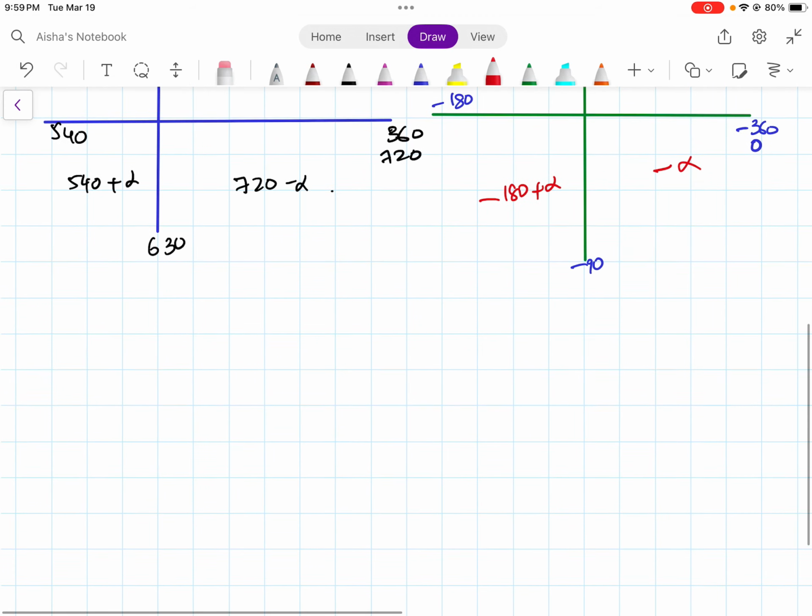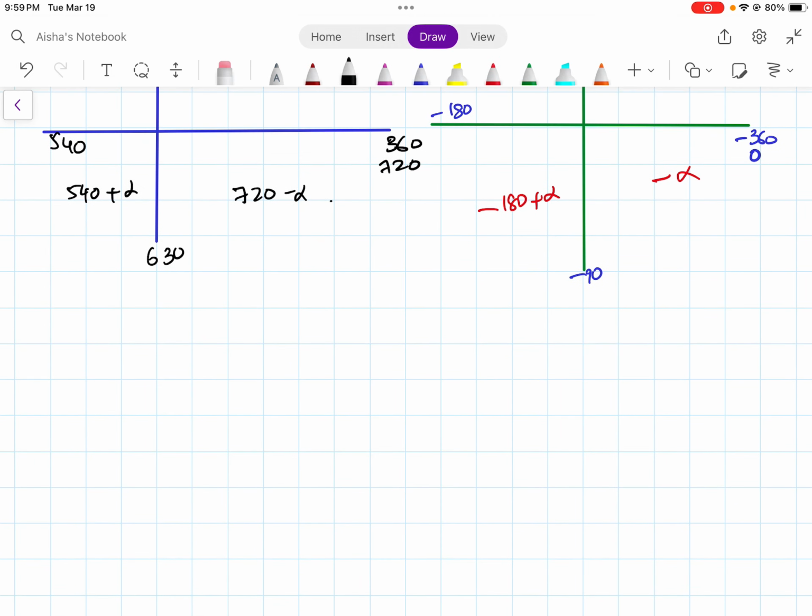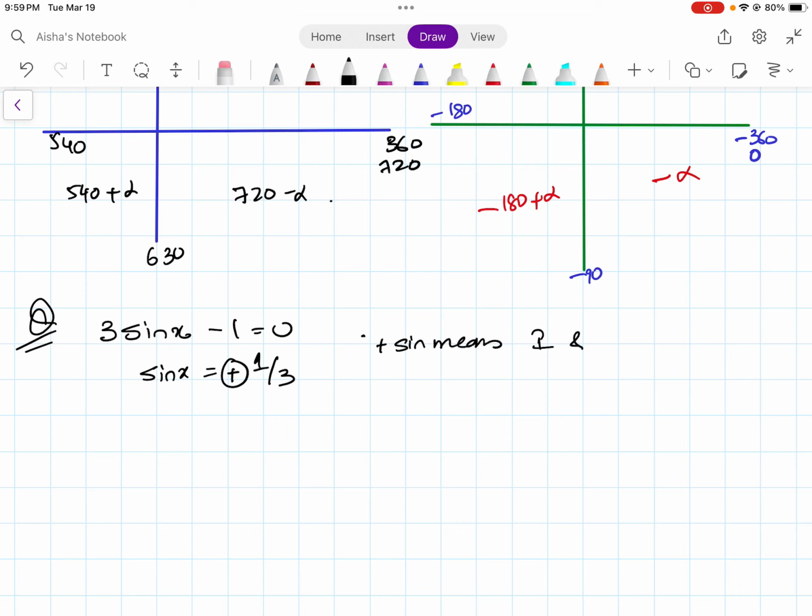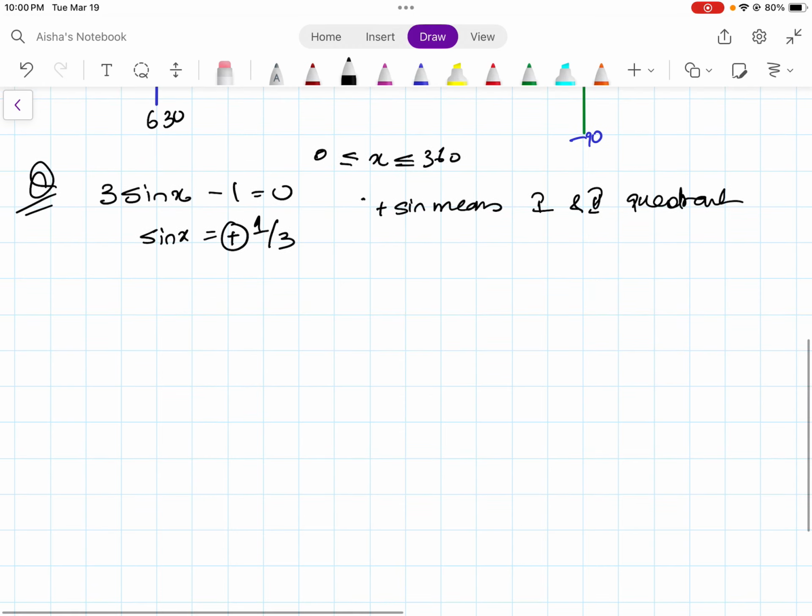Now, how do we find out the angles? Let's talk about that. For example, if you have 3 sine x minus 1 equals 0. This is my question. So sine x is equal to 1 upon 3. A positive sign means first and second quadrant. And it is always given in the question that x is between 0 and 360. That means it's the first rotation.